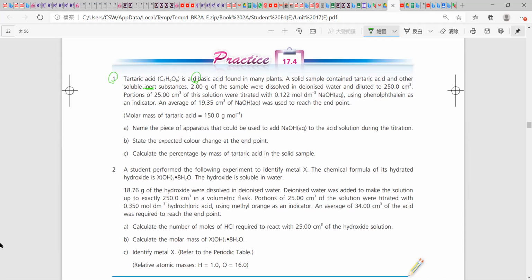2.0 gram of the sample was dissolved in deionized water and diluted to 250.0 cm³ of solution. A 1/10 portion, which is 25.0 cm³ of the solution, was titrated with 0.122 molar NaOH, using phenolphthalein as an indicator. Finally, the average titer of 19.35 cm³ is used to reach the endpoint. So the question comes: first of all, name the piece of apparatus which will be used to add NaOH to the acid solution during titration.